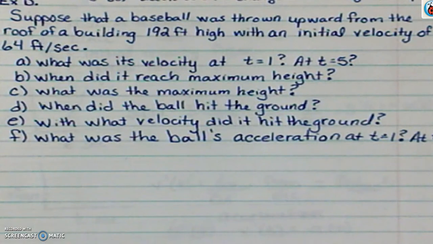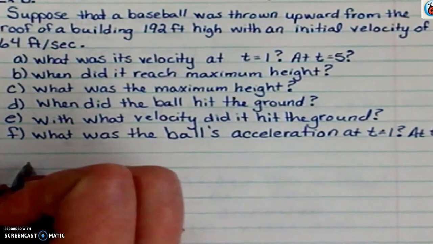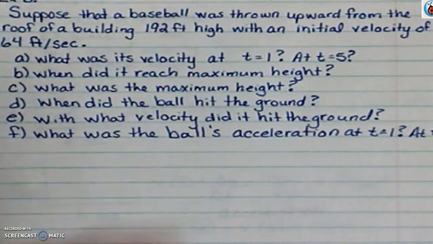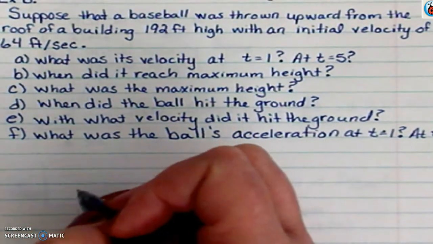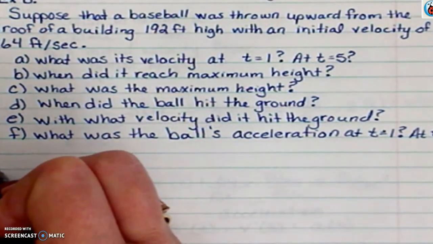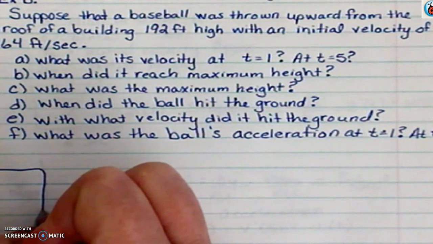Suppose that a baseball was thrown upward from the roof of a building 192 feet high with an initial velocity of 64 feet per second. Part A says, what was its velocity at t equals 1 and at t equals 5? So we start out, and let's draw a picture of what's going on.